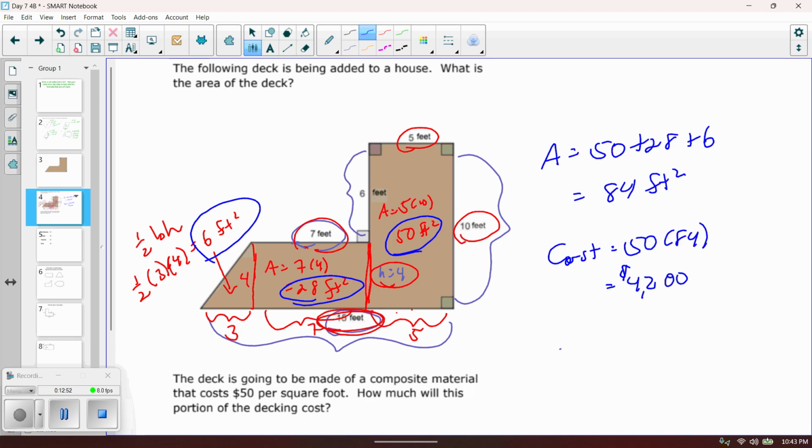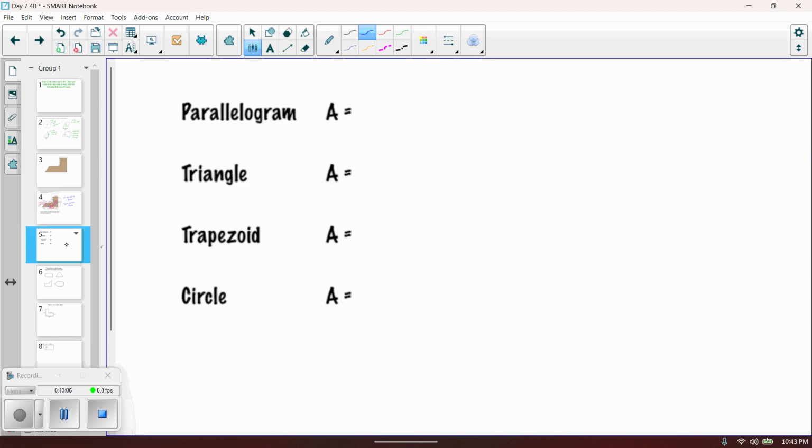All right, so that's the concept of what we're doing in this lesson. We're taking things which are called composite areas, meaning you take some kind of shape and break it up into smaller, easier shapes and add them all together. So a really quick reminder: area of a parallelogram is base times height. Area of a triangle is 1/2 of the base times the height. Trapezoid is 1/2 the sum of the bases times the height. And a circle, which has nothing to do with any of those, is pi times the radius squared.